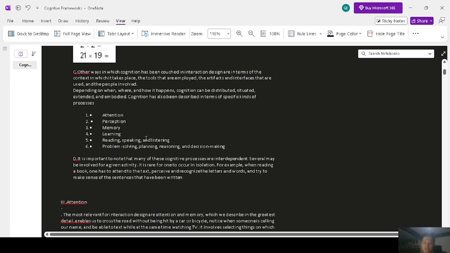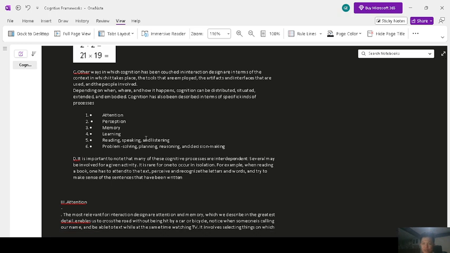So the good thing about learning this, or reading this, or watching a tutorial like this about cognition, is that you'll be able to have this vocabulary that this exists.